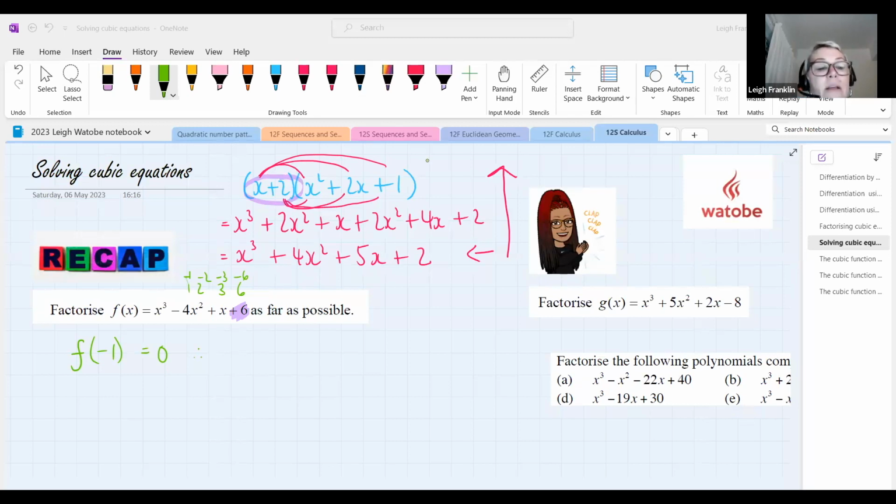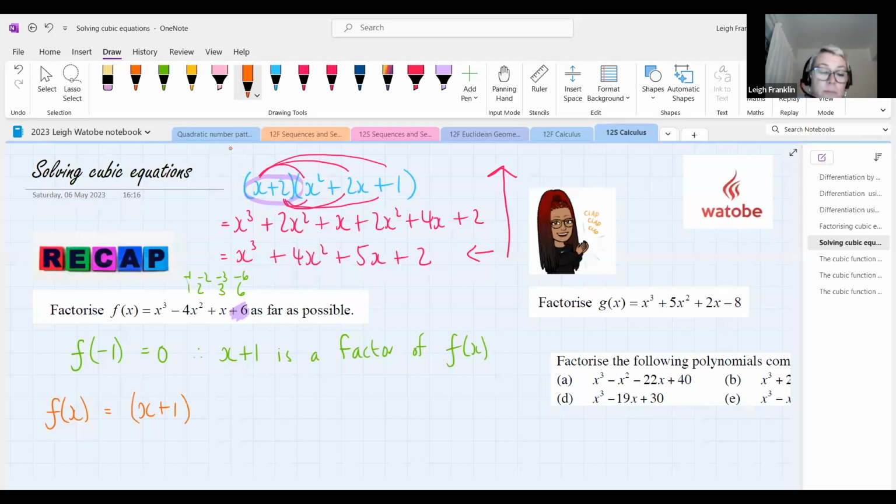So that means that x plus 1 is a factor of f of x. So what that means for us is that we are able to write f of x is equal to x plus 1 multiplied by a trinomial. Now, we do not know what the coefficients of the terms in the trinomial are. So we go ax squared plus bx plus c, and it's going to be our job to work out the values of a and b and c using inspection.